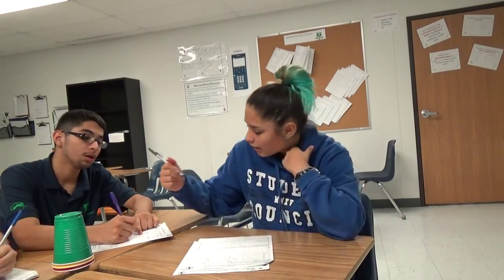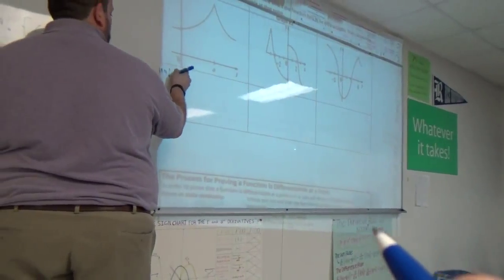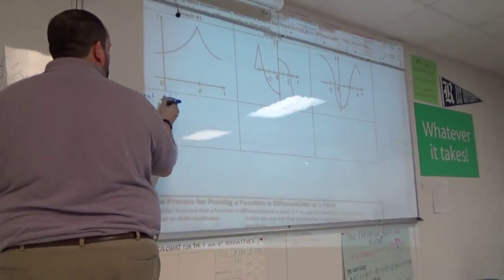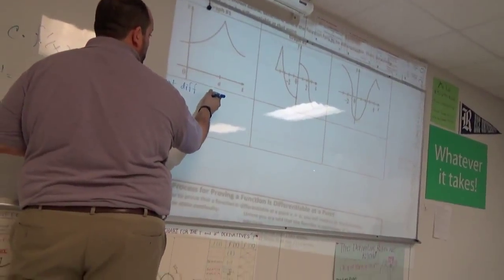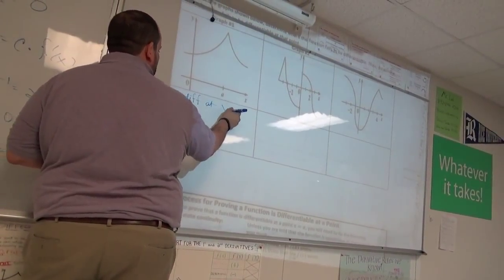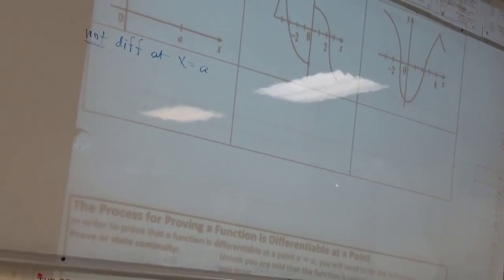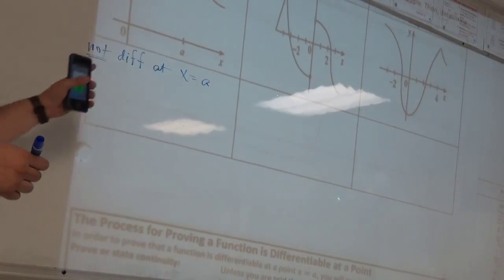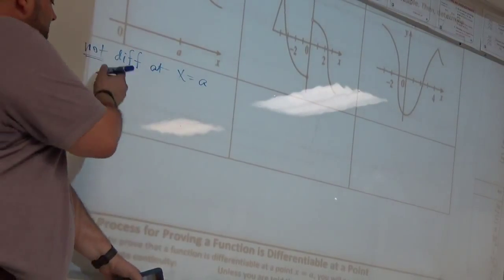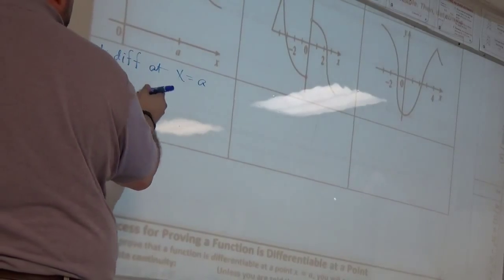All right, Nora, first graph. Tell me where this function is not differentiable. Not differentiable when x equals a. Okay, at x equals a. Jasmine, why is it not differentiable there? The function is not differentiable at x equals a because there is a cusp point.